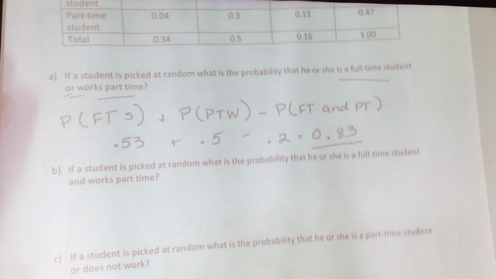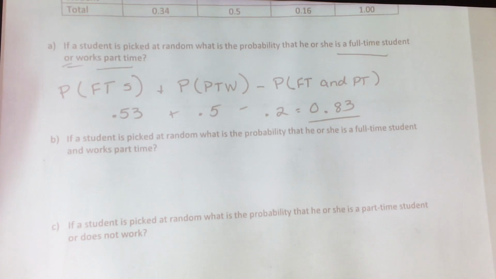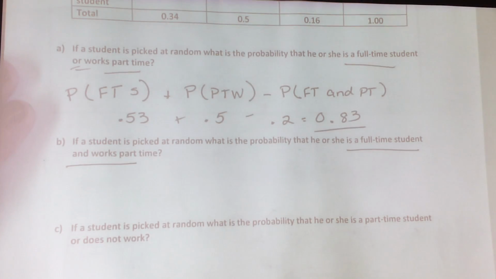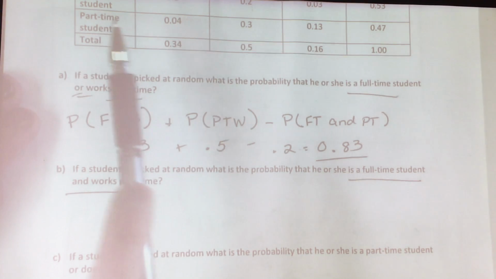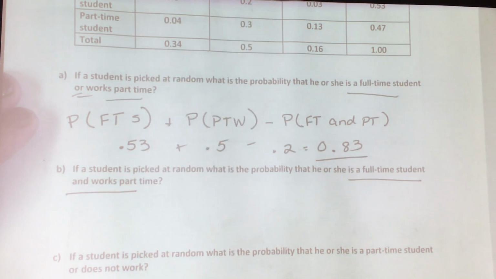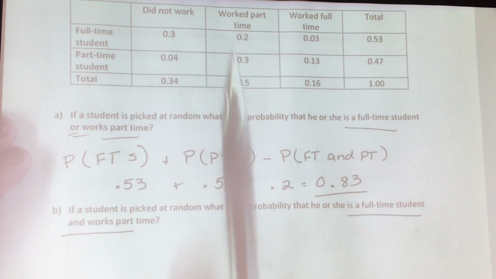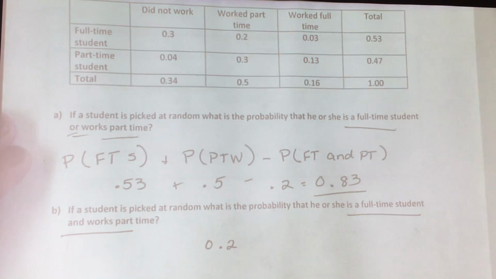Let's answer the second one. If a student is picked at random, find the probability that he or she is a full-time student and works part-time. So now full-time student and works part-time, you're just looking inside the table, and that is 0.2. Full-time student and works part-time. So the answer is 0.2.